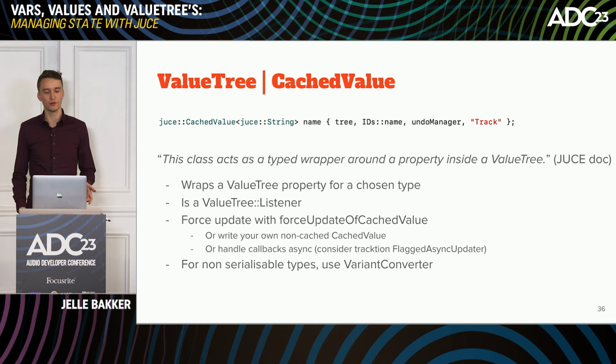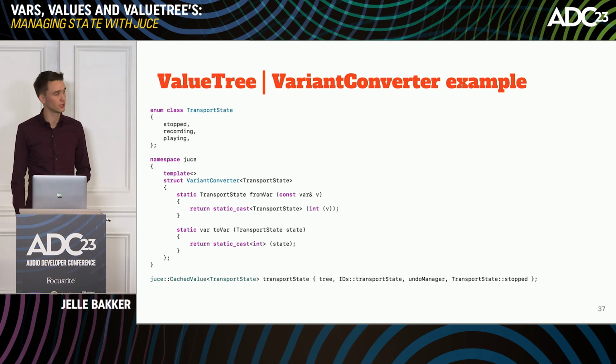For cached value, you could be using it also for non-serializable types. So imagine you have a cached value of an array or a color or something that does not have a string representation. You can use variant converter to write your own conversion to string from these types. So here's an example how to do that.